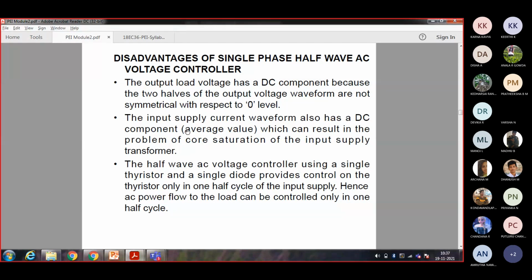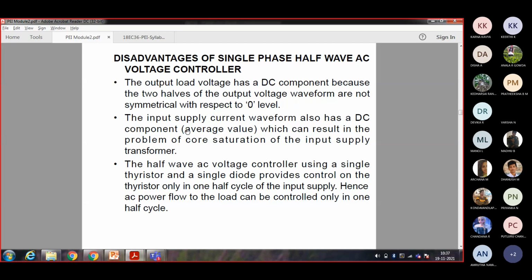The input supply current waveform also has a DC component, which can result in the problem of core saturation of the input supply transformer. That is also one of the disadvantages, because AC will be having a DC component. We cannot go for saturation; there is some fluctuation that comes into this.